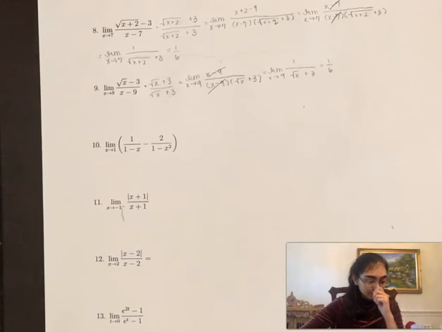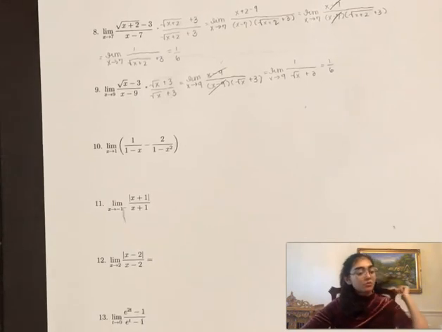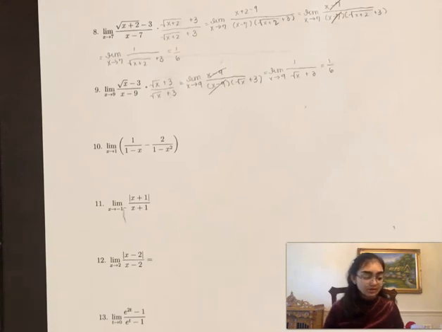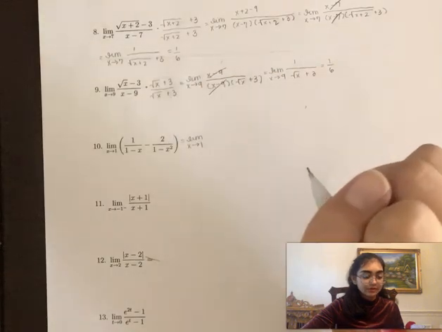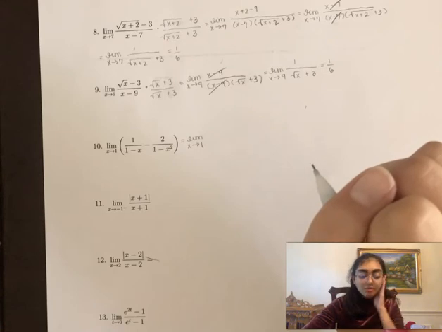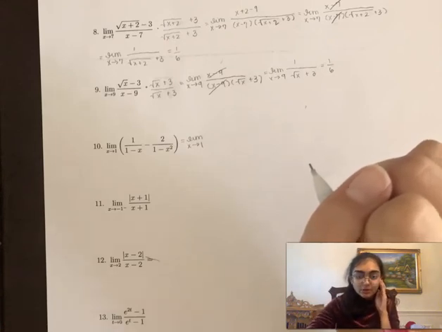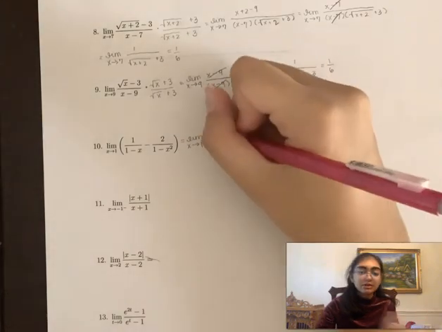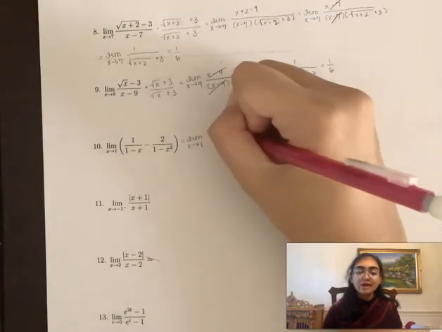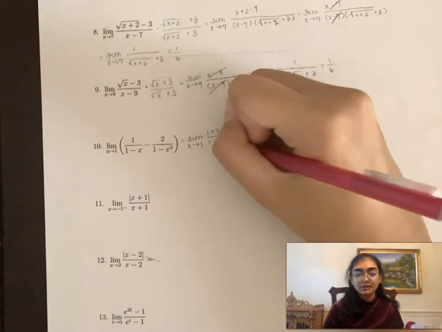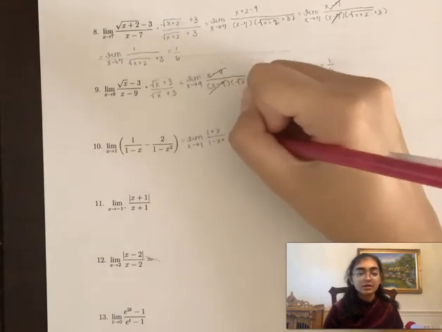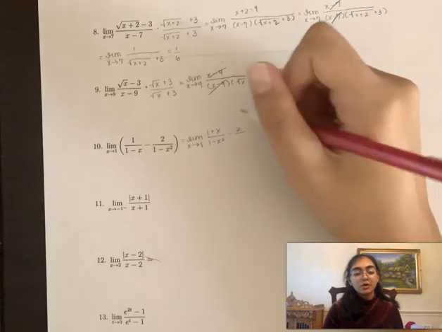Moving on to number 10, we're going to first combine the fractions. So what we're going to do is we're going to have our common denominator be 1 minus x squared. And that works out in our favor because one of the denominators is already 1 minus x squared. So we just have to multiply the other fraction by 1 plus x over 1 plus x. That gives us 1 plus x over 1 minus x squared minus 2 over 1 minus x squared.